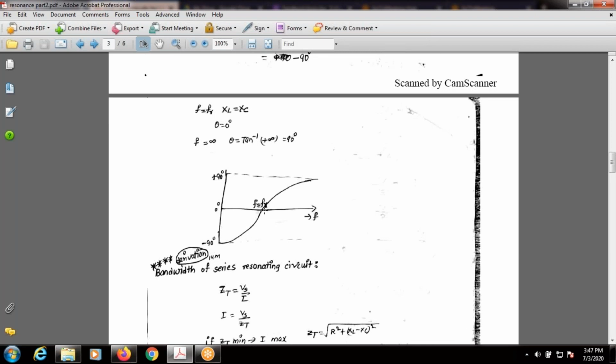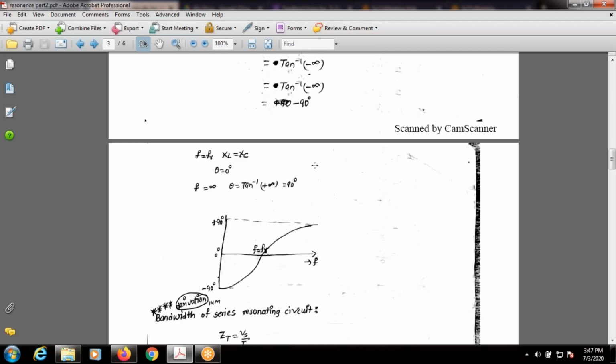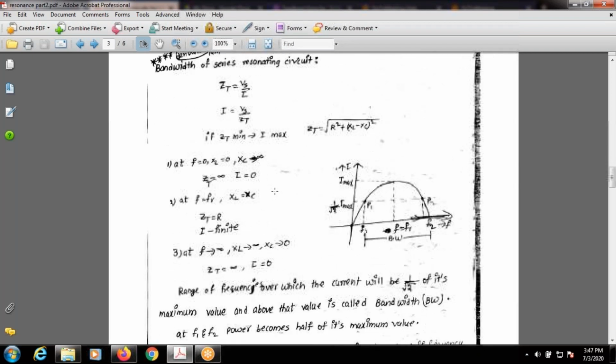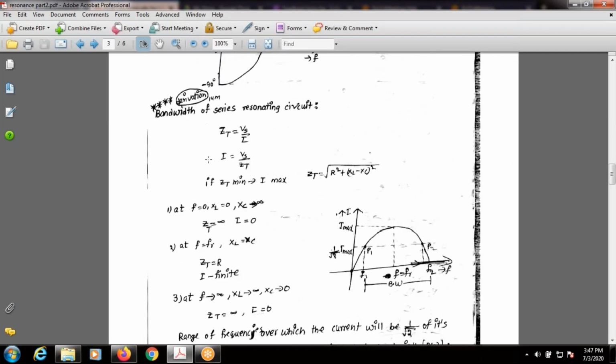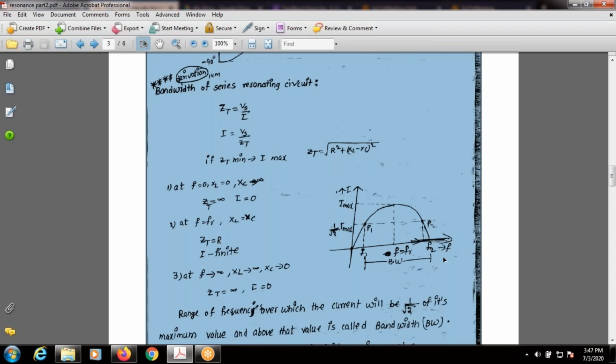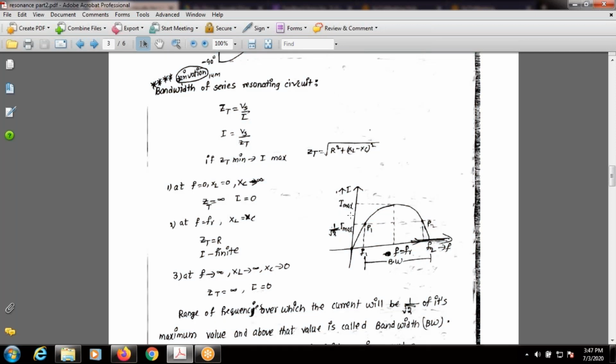Coming to the phase angles, at F equal to 0 or minimum, the phase angle is minus 90 degrees, and at F equal to FR, the phase angle is 0. At F equal to infinity or maximum values, the phase angle is equal to 90 degrees. And the important derivation is bandwidth. Mainly concentrate on this graph. Here the x-axis is frequency and on the y-axis the current is the parameter.